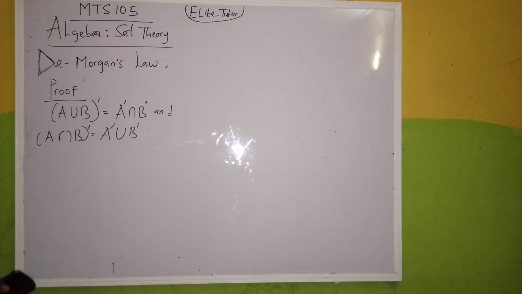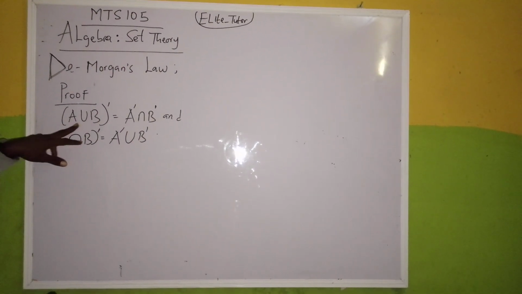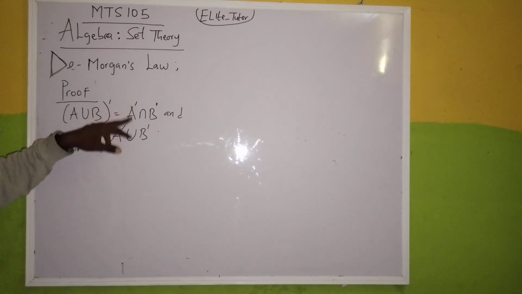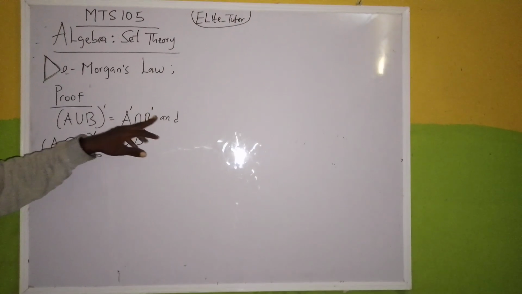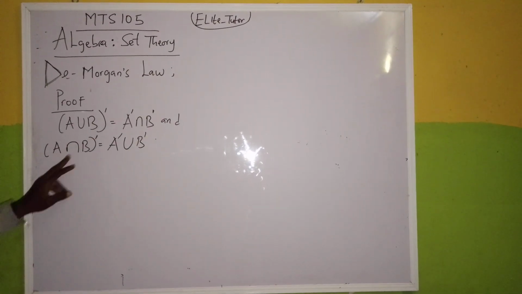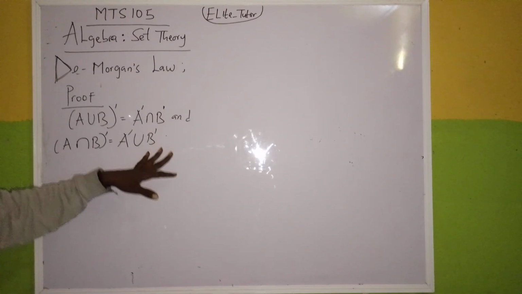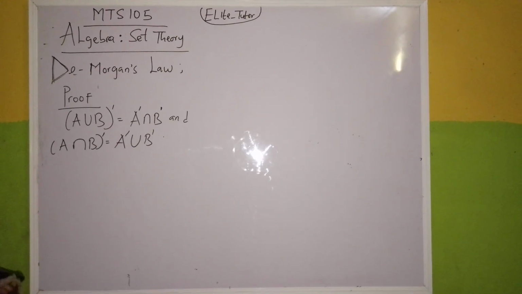We want to prove that the complement of A union B is going to give us the complement of A intersection the complement of B, and more so, that the complement of A intersection B is going to truly give us the complement of A union the complement of B. So that's what we want to prove. It starts this way.